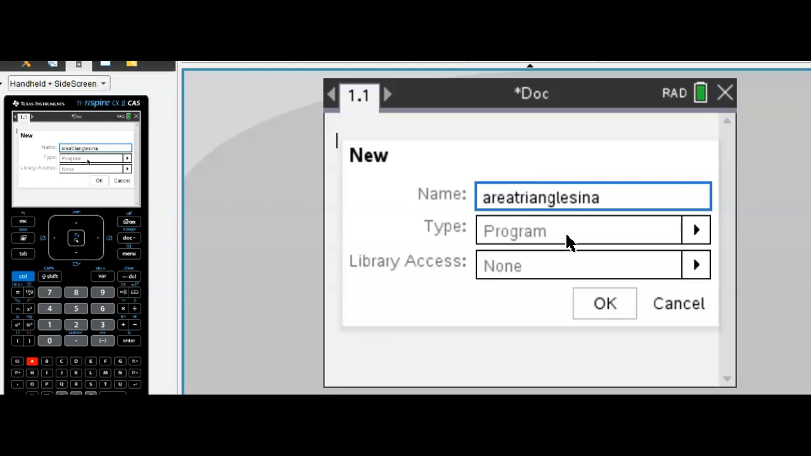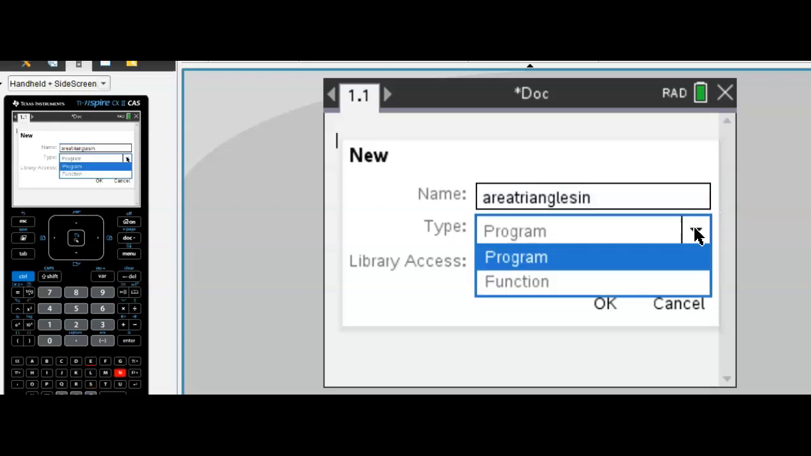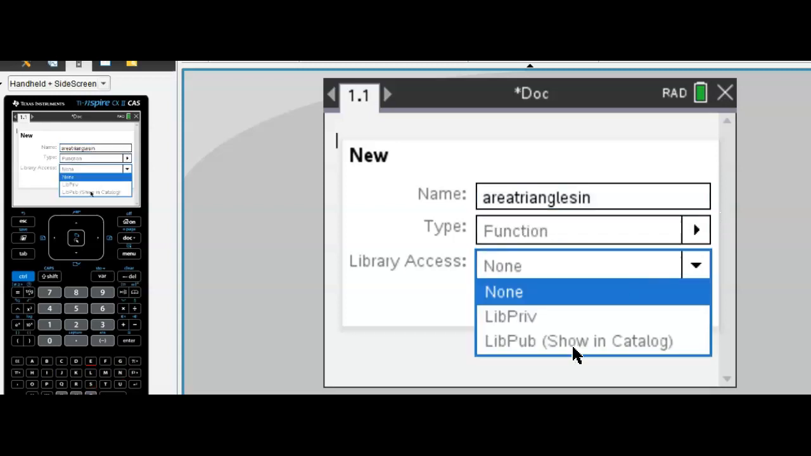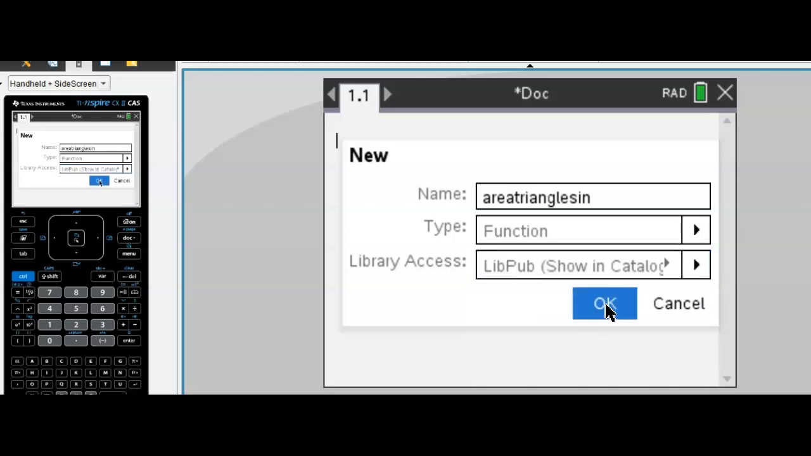So if you wanted to limit it to letters, you could do A, try, sine. But when I read that, I'll be like, what's atrazine? So that's why I prefer to use full words. So area, triangle, sine. Okay, so we're doing a function and we're going to make it in the public library.